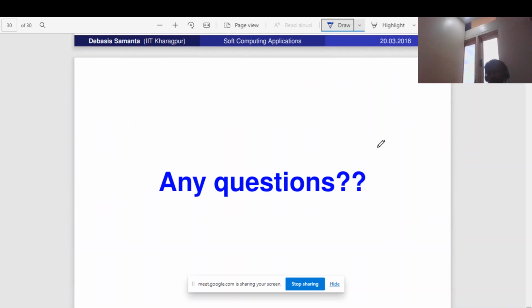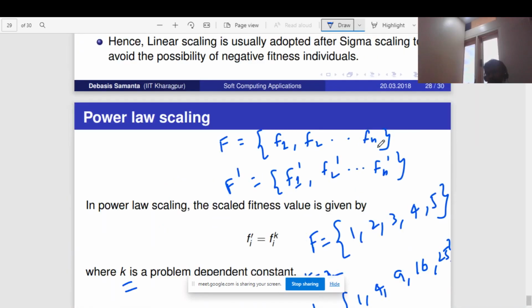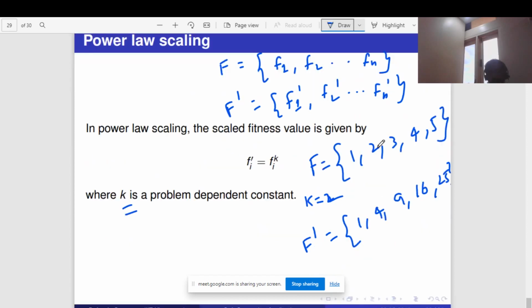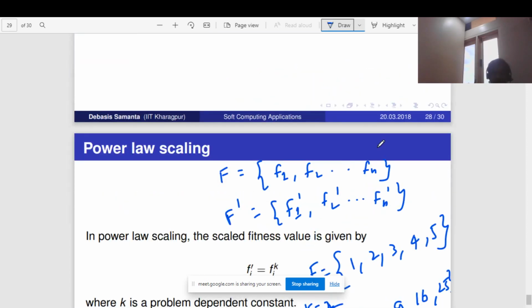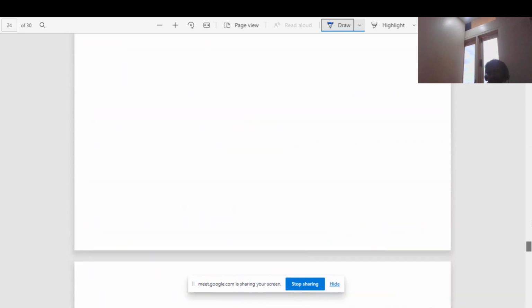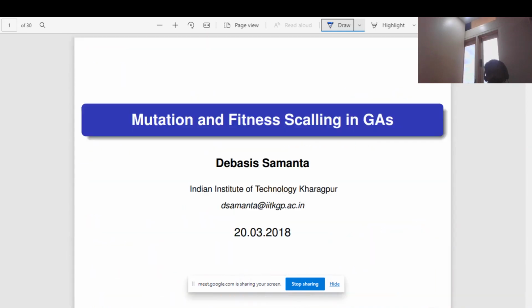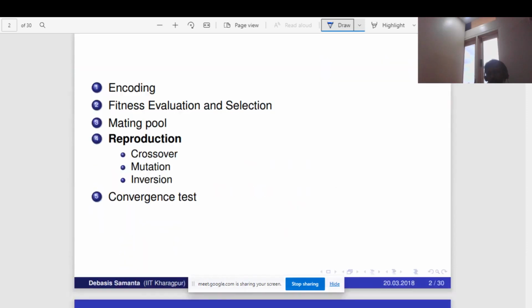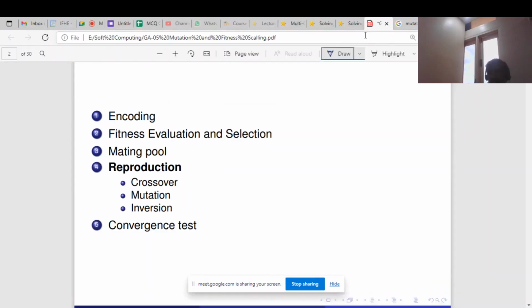So that's it about mutation, I mean the different types we have discussed. The other mutations and scaling we have discussed. So now we have finished all the different methods of reproduction, all the different reproduction operations. And we have also discussed how convergence is done. Fine. Now how much time do we have? We have another 20 minutes. We'll move on to the next topic.